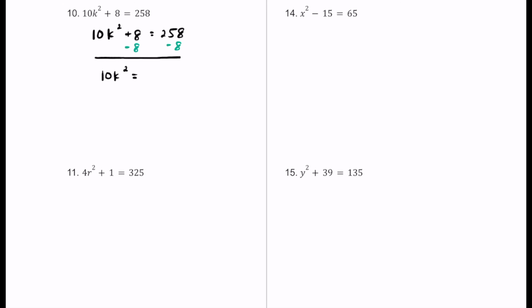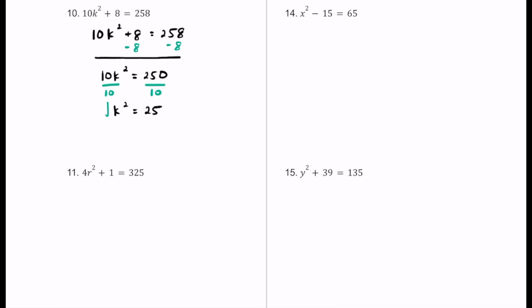And on the right side, 258 minus 8 is going to be 250. Then to get the coefficient to be 1, we can go ahead and divide both sides by 10. 10 divided by 10 is 1, so 1k squared, or just k squared. And then 250 divided by 10 is going to be 25.